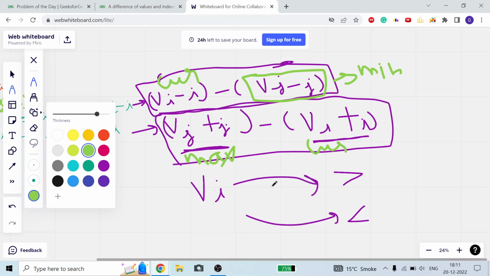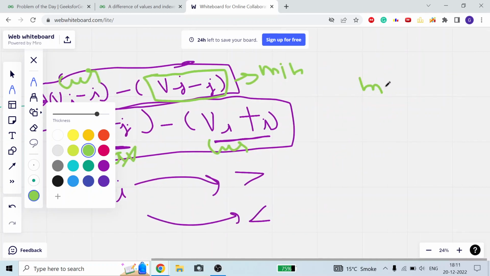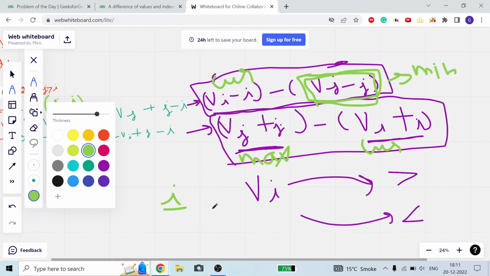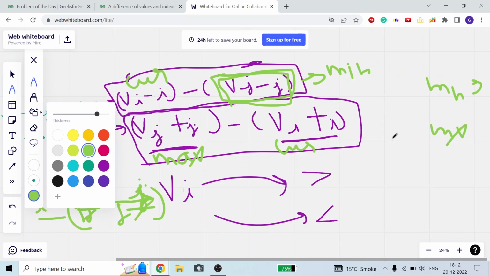So guys, for each ith index, I will maintain two variables, mn and mx. mn will store the minimum of vj minus j. For the previous index, this is I, then for some next index, this can become j, because the complete range after I can become j, anything can become j. Suppose it remains j for this particular I; after doing the iteration, I will update my mx and mn, these two variables.